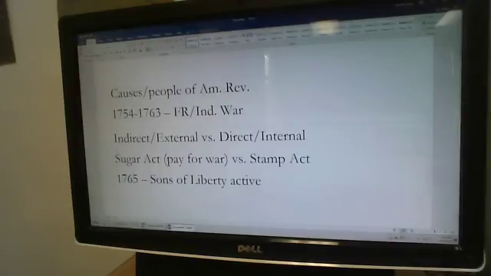Some of the other big game changers, of course, after the Stamp Act was repealed, you got the Declaratory Act, the Townshend Acts, you got the Boston Massacre. That's another big game changer.